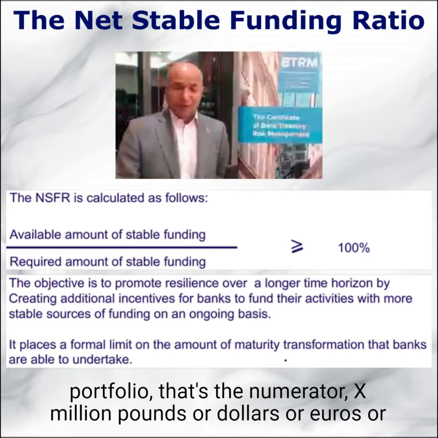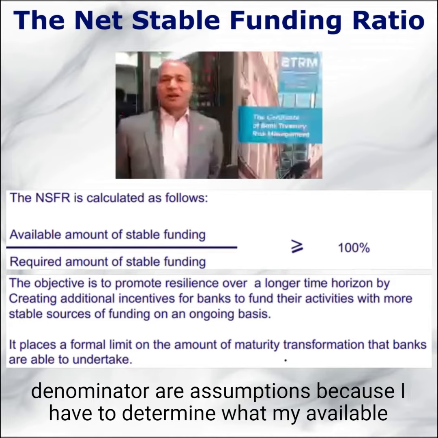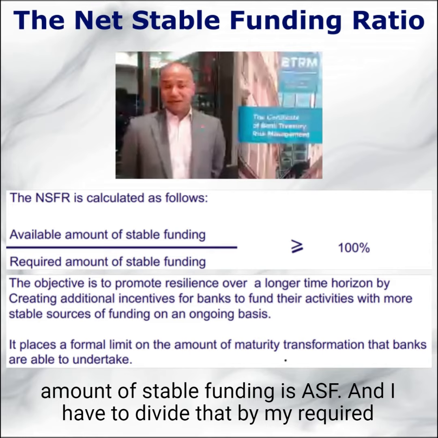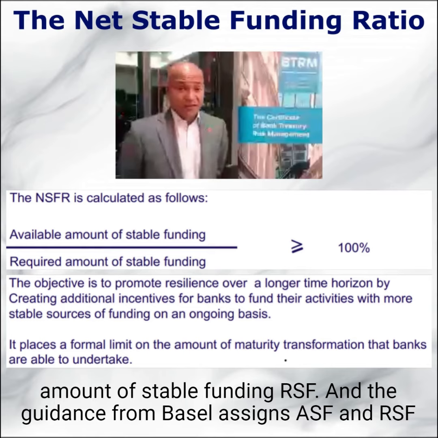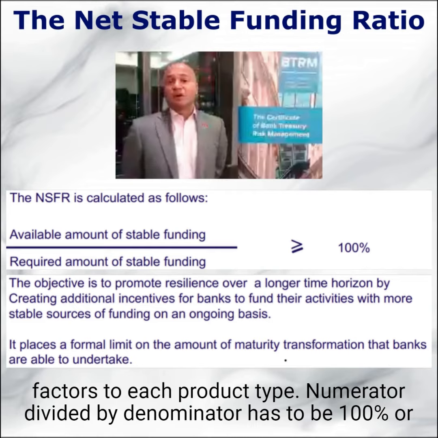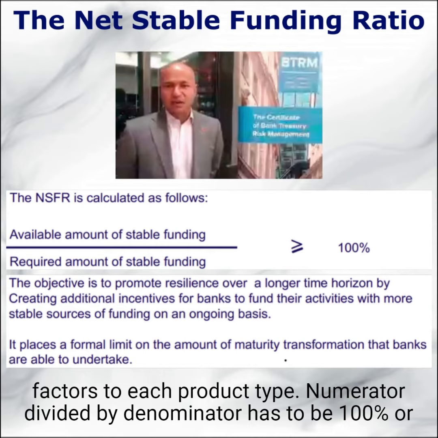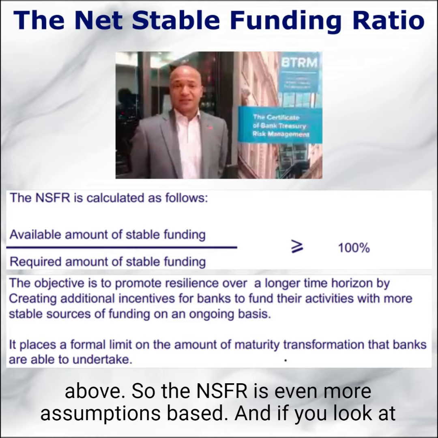When I get to the NSFR, both the numerator and the denominator are assumptions because I have to determine what my available amount of stable funding is, ASF, and then I have to divide that by my required amount of stable funding, RSF, and the guidance from Basel assigns ASF and RSF factors to each product type. Numerator divided by denominator has to be 100% or above. So the NSFR is even more assumptions based. And if you look at the next slide, those are the ASF and RSF factors for NSFR.